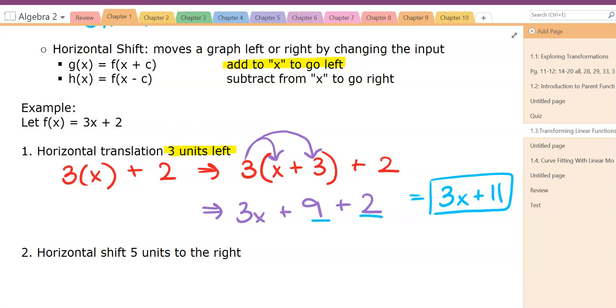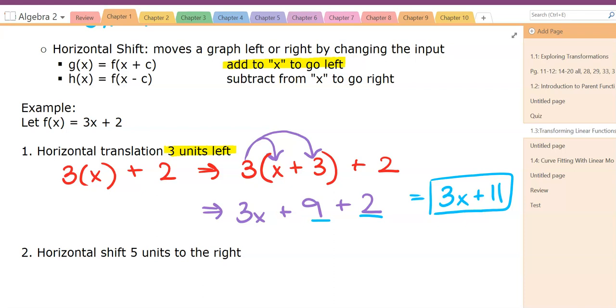So if I needed to check my work for some reason, like I just wanted to make sure I did it right, what I could actually do is graph the original function, that 3x plus 2. Then I could graph this new one, that 3x plus 11, and every point should shift 3 spots to the left. Like I should be able to go from my original graph and count 3 to the left, and I should find a new point on my new graph. So that would be a way that you could check it.